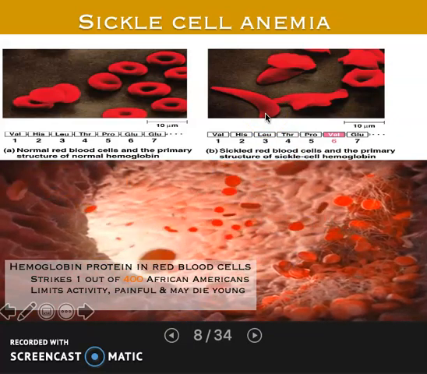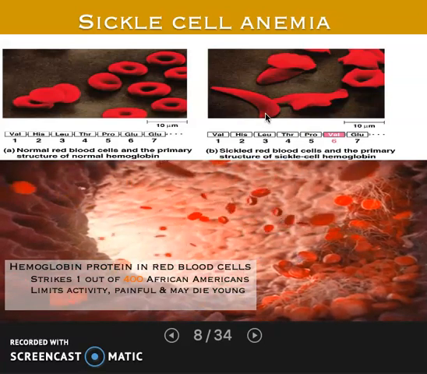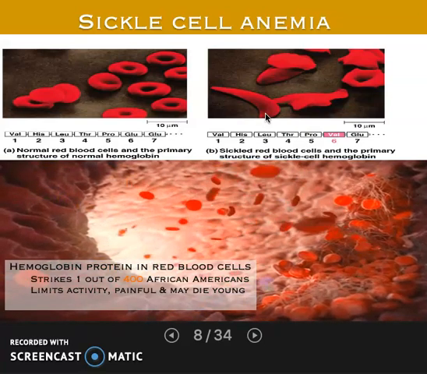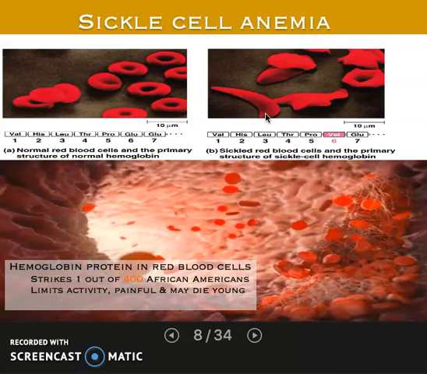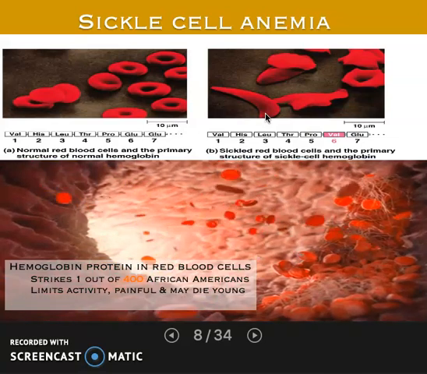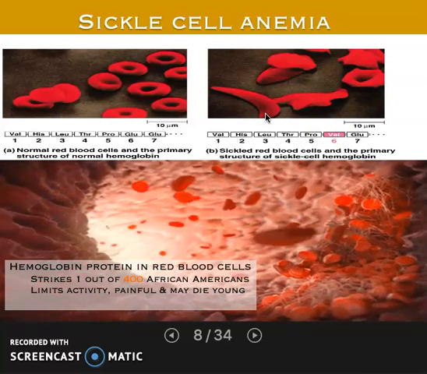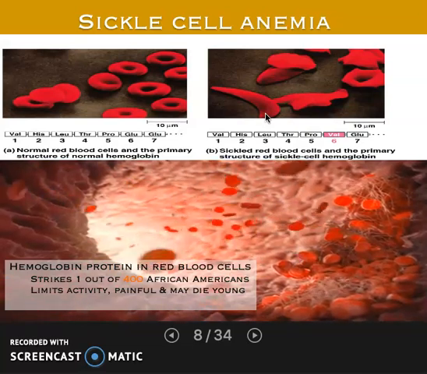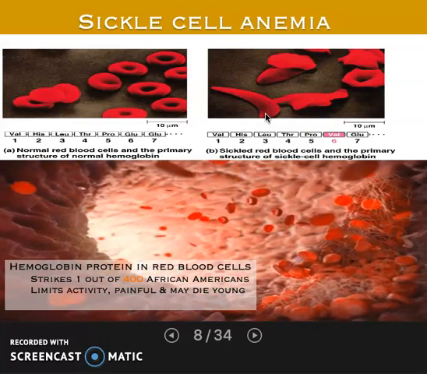Now, this disease is endemic. That is, it's relatively common to people that are from sub-Saharan Africa, and of course, lots of African Americans have this same disease, which is a very painful disease. One of the interesting things about sickle cell disease is that if you live in sub-Saharan Africa, where there's lots of malaria, it can actually help you out a little bit. We'll talk about that later.